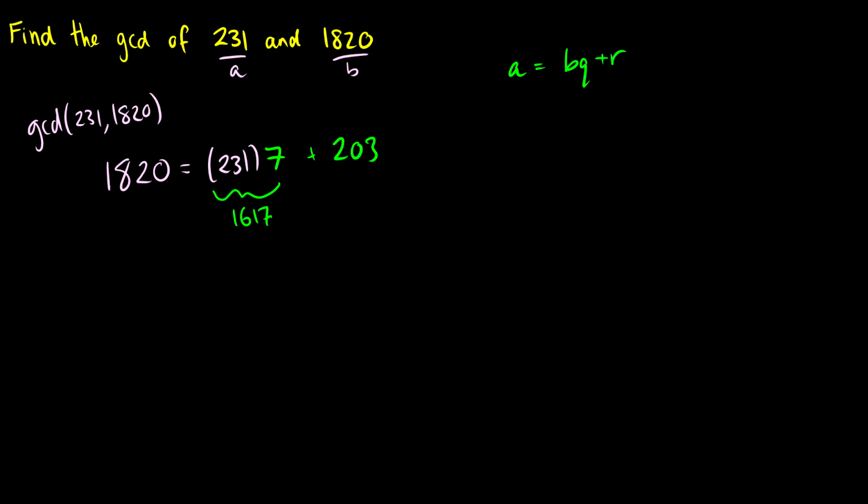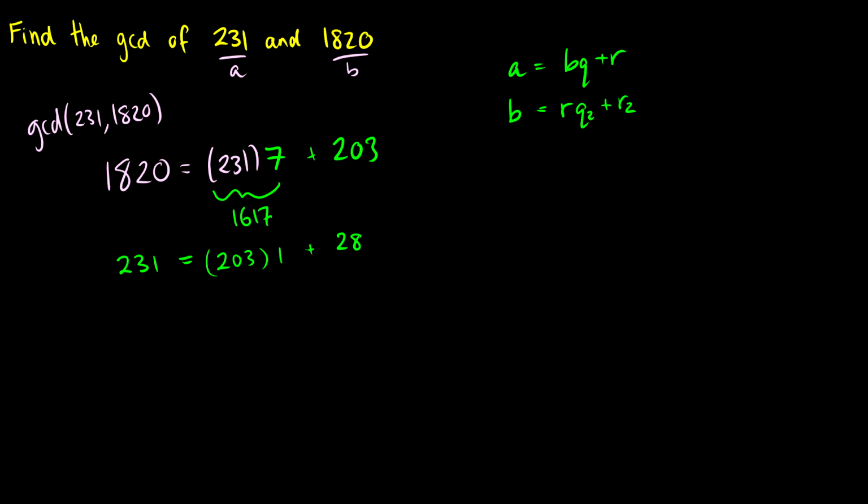And then in the next step, our B becomes the new large number, so 231, and this is going to be equal to RQ2 plus another remainder. And we're going to keep going until we get no remainder. So 231 is going to equal 203, this is easy, times 1. And when we subtract, we're going to get 28 remaining.